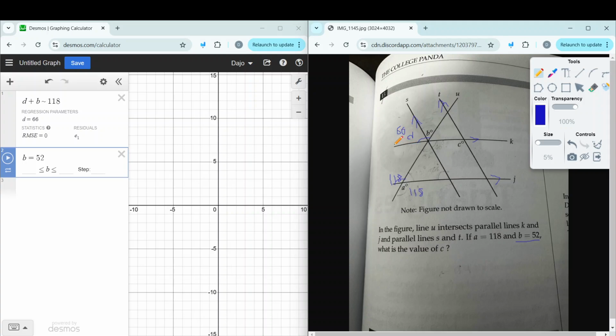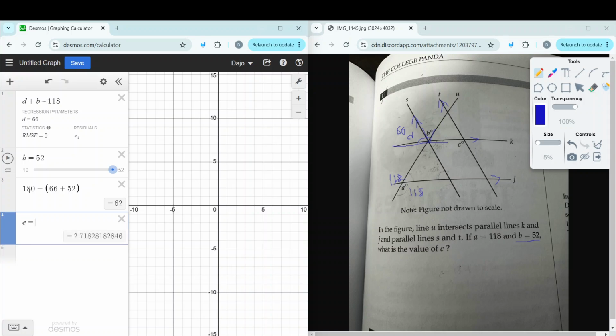Because this is a linear pair, even though it's split up by two lines, this whole thing will add up to 180. And we have two of the three angles. So E equals 180 minus 66 plus 52, which is 62. So E equals 62. Let's just write that down. So this is E.